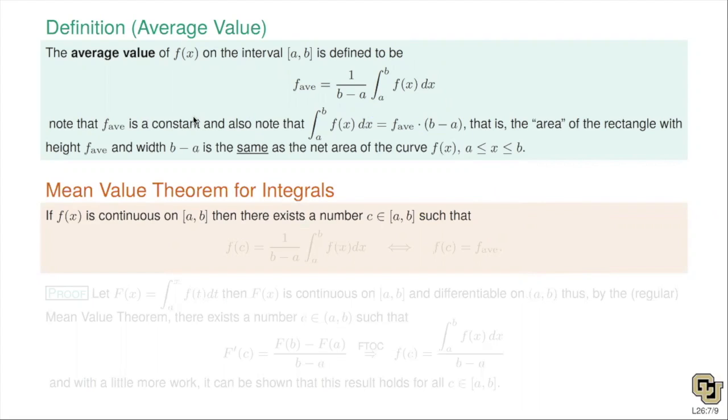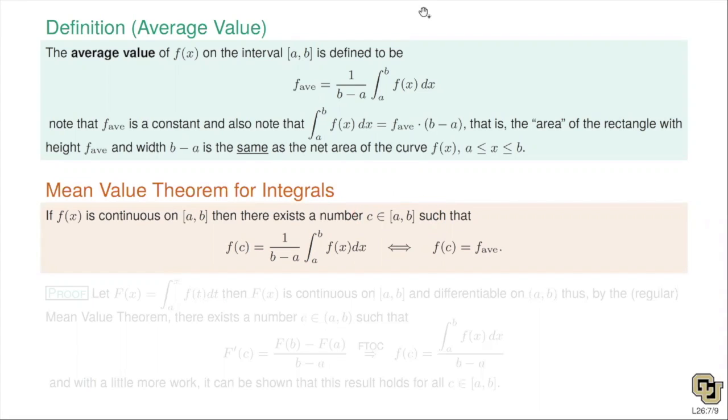Okay, having said all that, here's the mean value theorem for integrals. It basically says that there exists a number c in the closed interval such that f of c equals the average value. Basically, that the average value is one of our range values of our function.